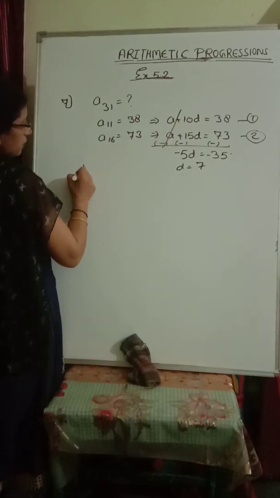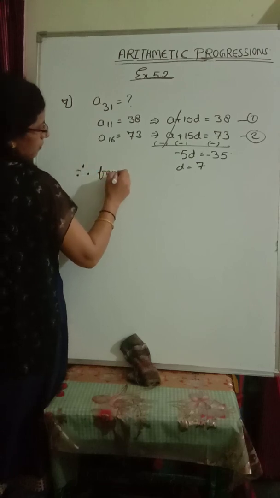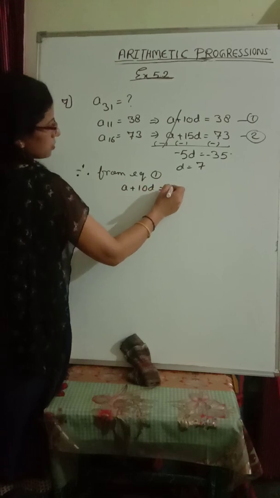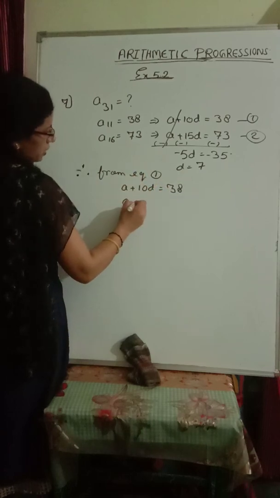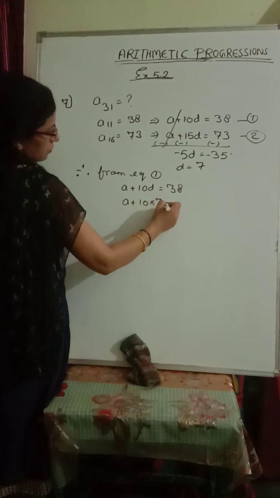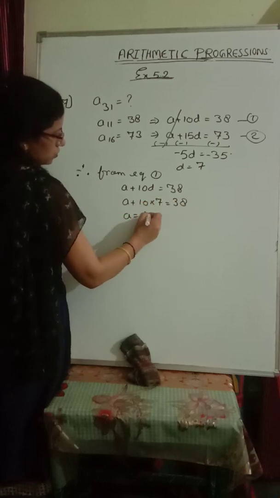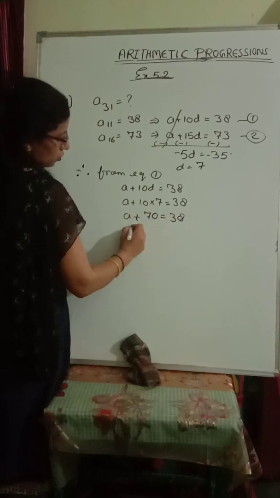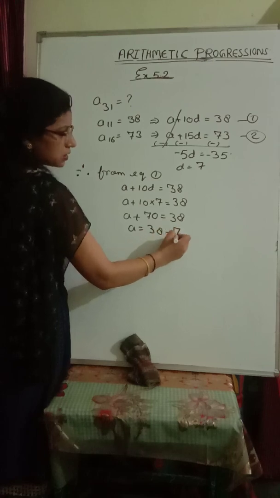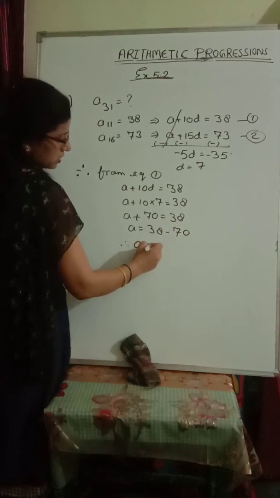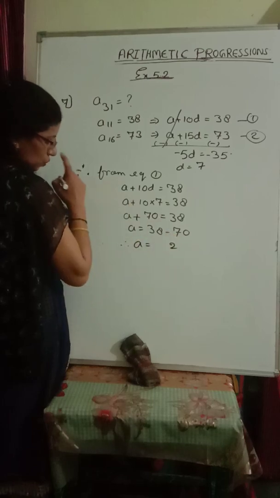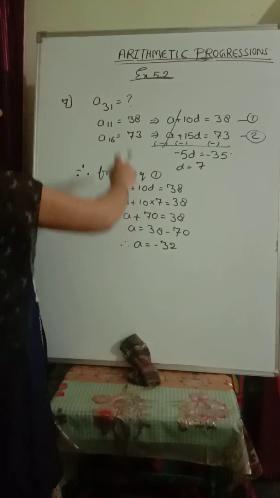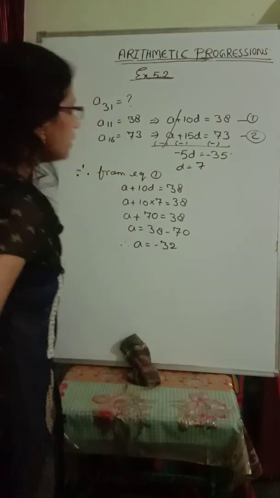Therefore we'll write from equation 1: a plus 10d is equal to 38. What is a? We have to find it. 10 into d, which is 7, so a plus 70 is equal to 38. So a is equal to 38 minus 70. So therefore a is minus 32. So a is minus 32. Now you can easily find the 31st term.